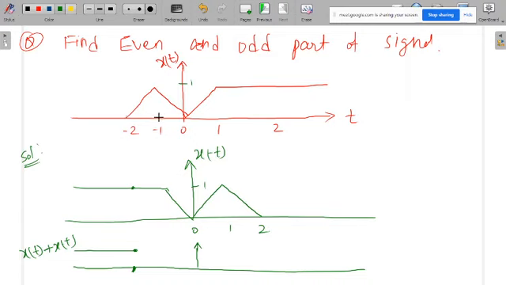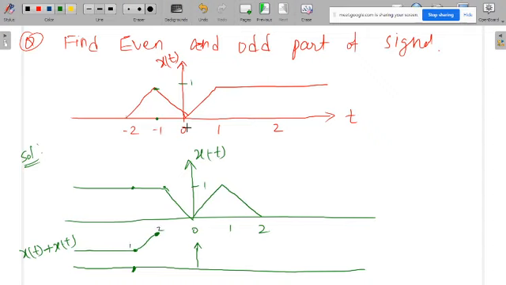And again you go to the next turning point, that is minus 1. At t is equal to minus 1, this is having value 1, and this is also having value 1. That means 1 plus 1, that is 2. So suddenly your signal would have increased like this, because even though this is constant, this is linearly increasing. So now your signal would have gone like this, from 1 to 2.